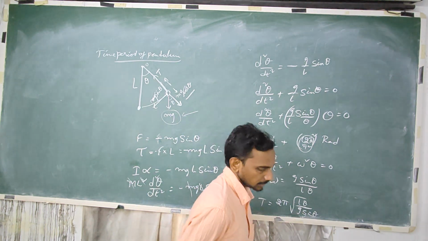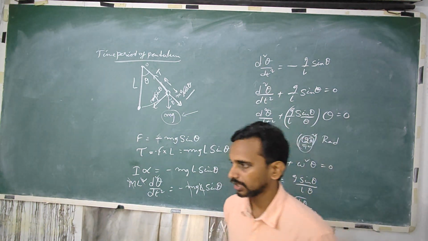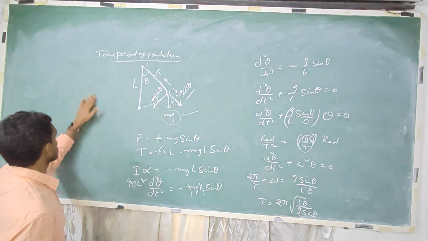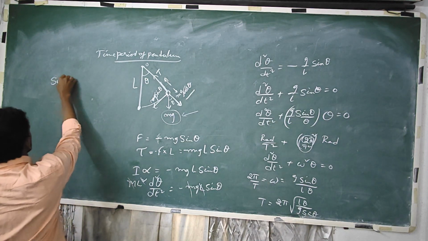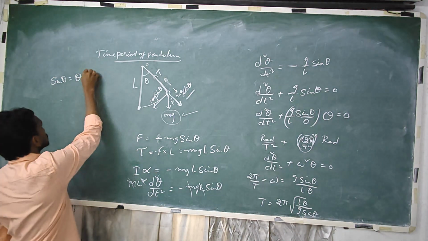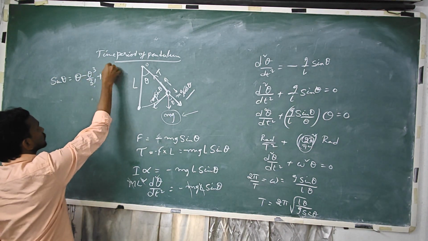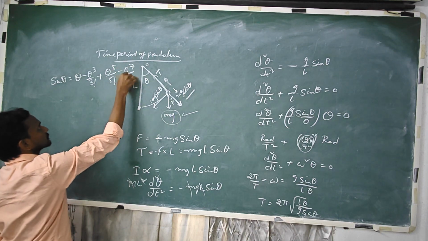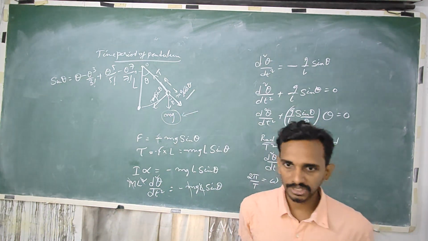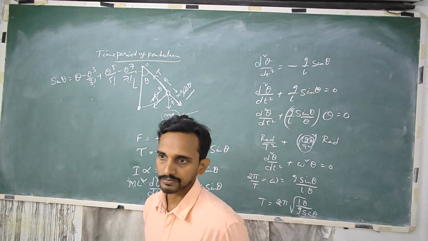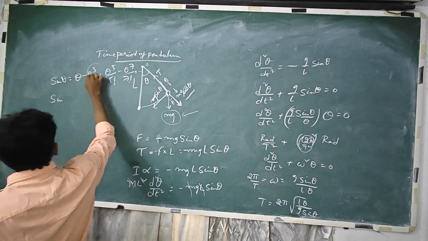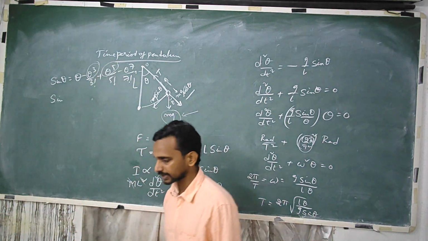And for small values of theta, when theta is very small, sin theta can be written as theta. So what have we seen? The Taylor series expansion for sin theta is theta minus theta cube by 3 factorial plus theta power 5 by 5 factorial minus theta power 7 by 7 factorial. So like that the series continues, and when theta is very small, I mean when theta is less than 1, what happens? These higher order powers of theta will become even smaller.